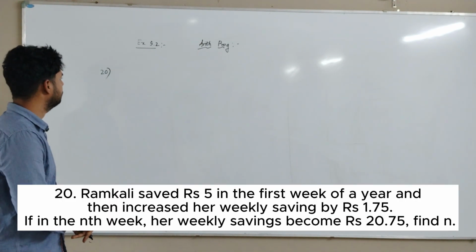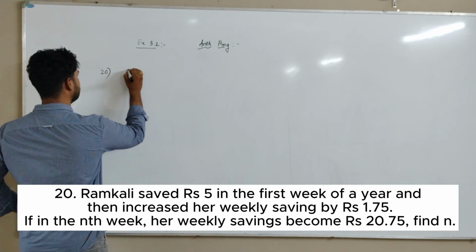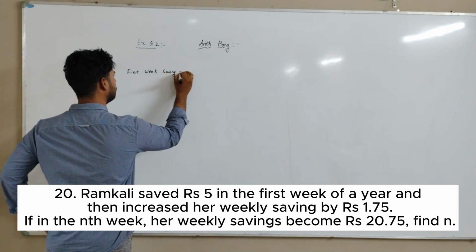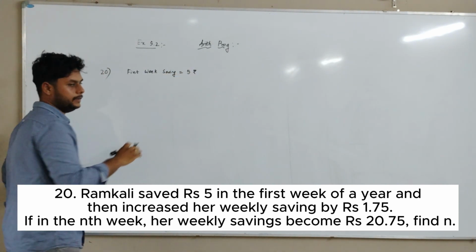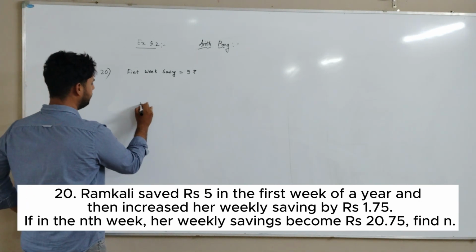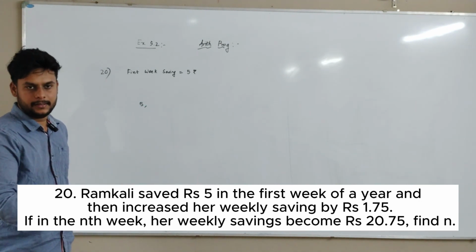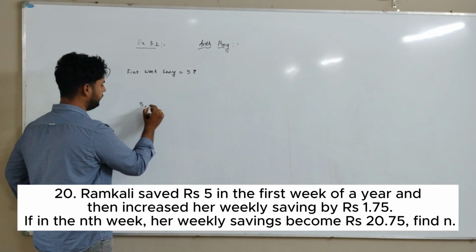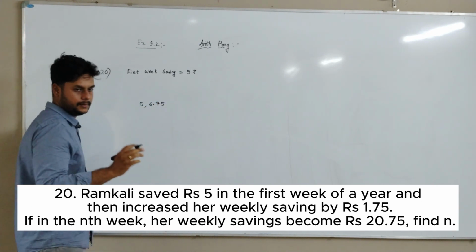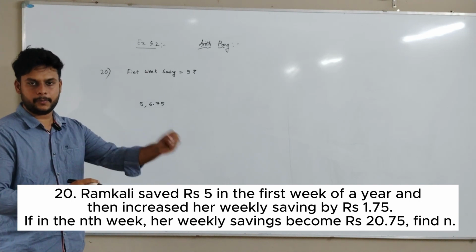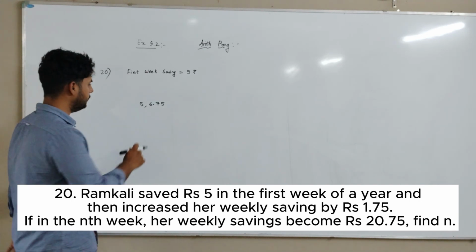Ramkali saved rupees 5 in the first week of a year and then increased her weekly savings by rupees 1.75. See here, in the first week she had how much? 5 rupees initially. Afterwards, after every week, she started adding 1.75. So 5 plus 1.75 is 6.75. She is adding 1.75 every week. First week 5 rupees, next week 1.75 added, so the second week is 6.75.